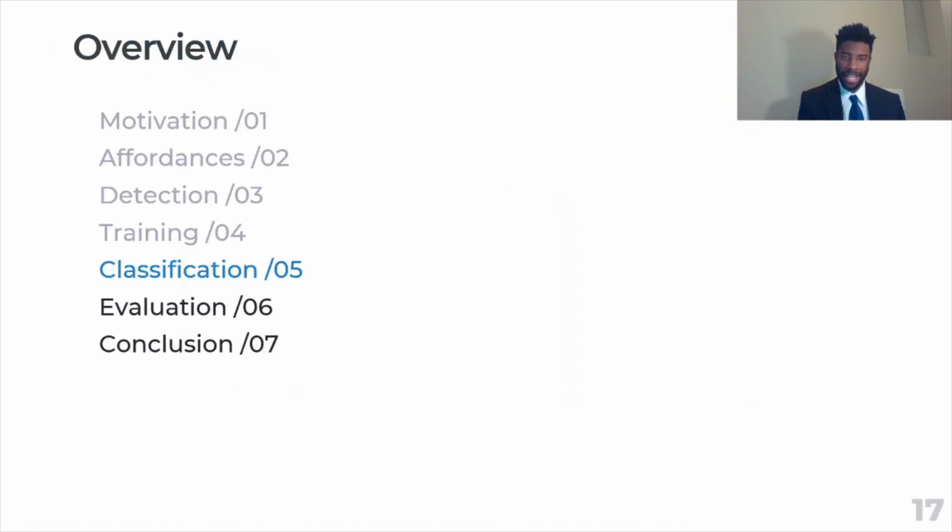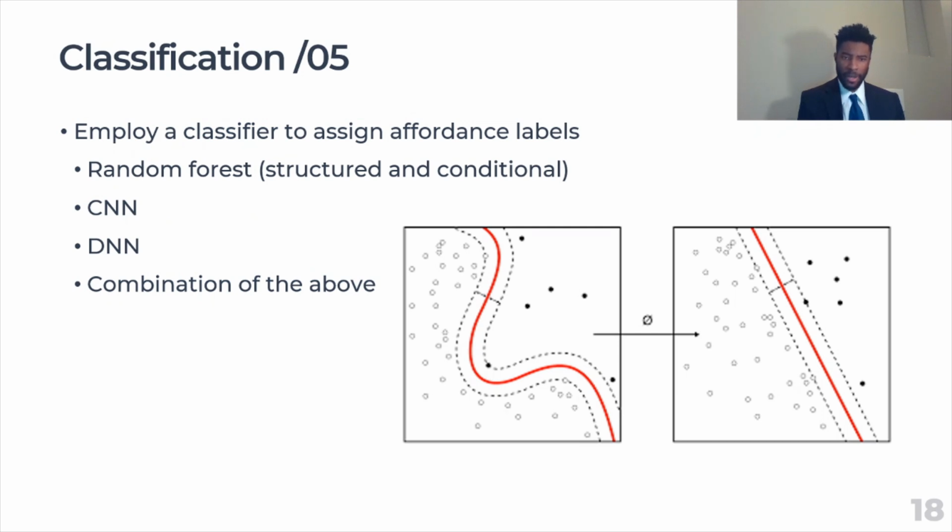So now let's get into the kinds of classifiers that are used for this. There are just a limited number of classifiers that are used: random forest, either structured or conditional, convolutional neural networks, deep neural networks, or a combination of the above. It should be noted that random forests generally have weaker performance because they heavily rely on hand-coded features, so they're not really robust to objects they haven't seen before. But the convolutional neural networks and the deep neural networks learn to understand those features, so they are more robust in this way.